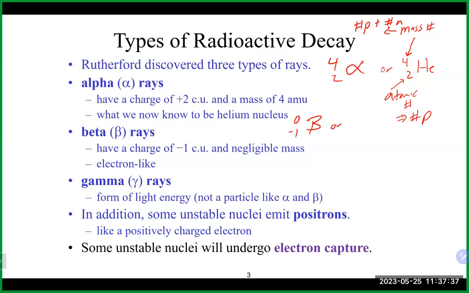Or because it's also like an electron, you could use the e for an electron there, for the beta symbol. They basically have a -1 in terms of their charge, because they are electron-like. So alpha particles are positive particles, obviously, and beta particles are negative particles.